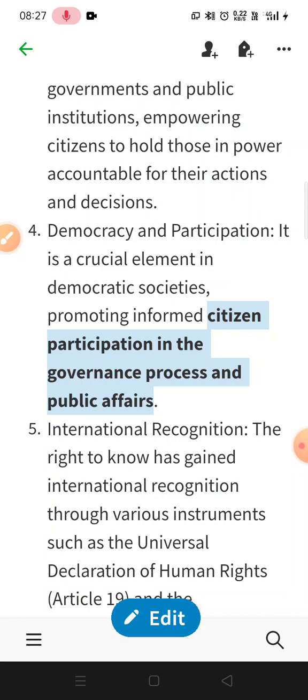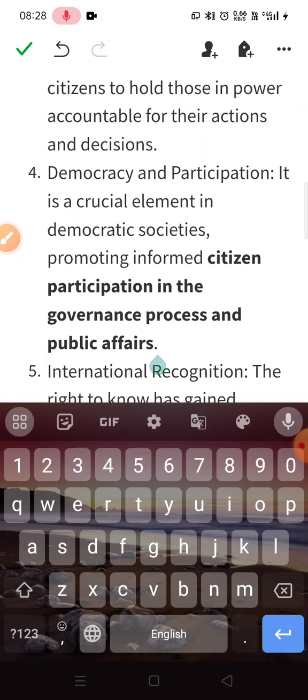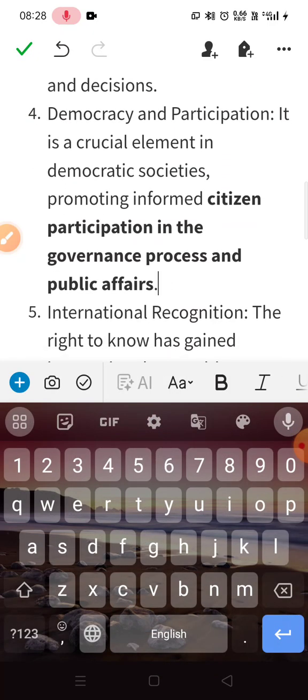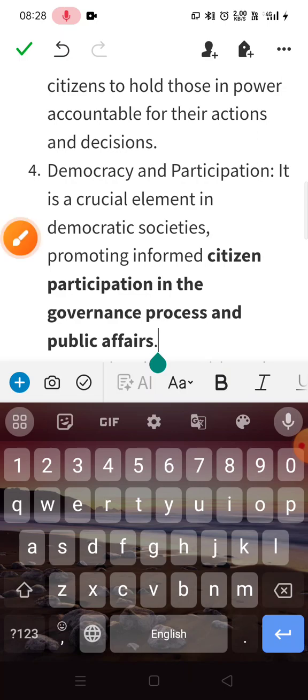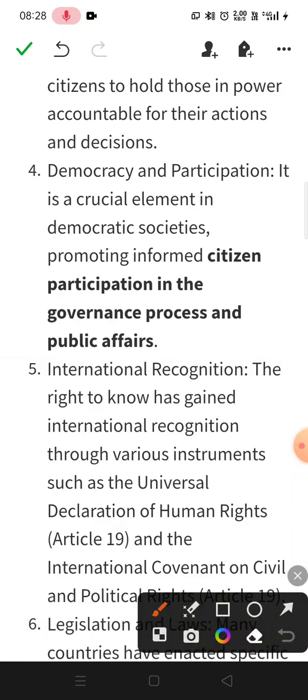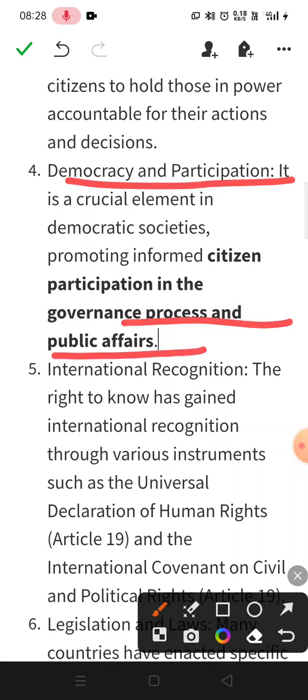They should be accountable towards their actions and decisions. There are also some higher authorities who are guiding these things, so that problems may not occur, okay. Now, democracy and participation. As I mentioned, citizen participation in the process of public affairs is very important.